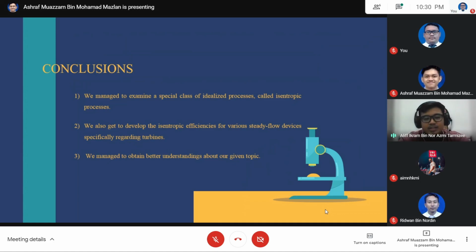Without wasting any time, in conclusion, we managed to examine a special class of idealized process called the isentropic process. This process refers to a thermodynamic process that is both adiabatic and reversible. So there is no transfer of heat or mass across the boundary of the system, and it is also frictionless. This idealized process is expedient in engineering as a model of and foundation for comparison with real processes.